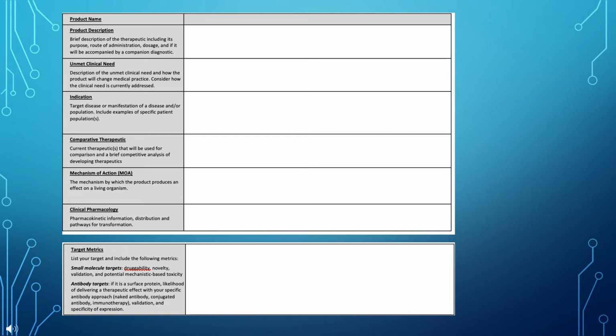Is it going to be a naked antibody? Will it somehow have a different moiety that is attached, conferring some sort of functional benefit to the use of that antibody as a therapeutic?